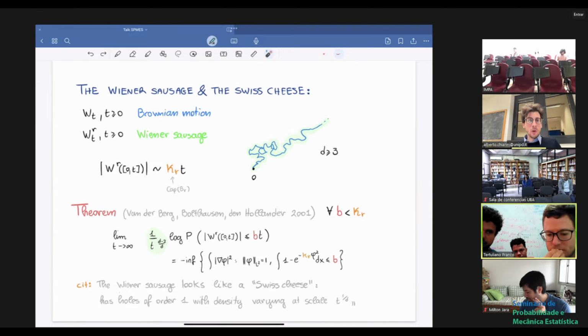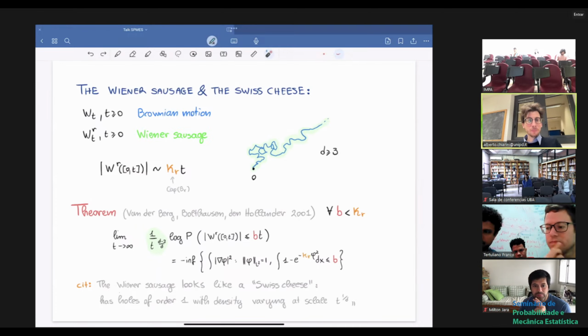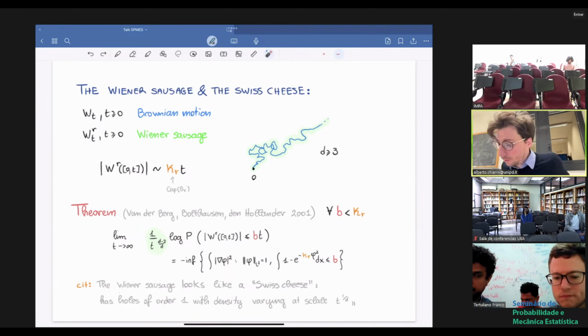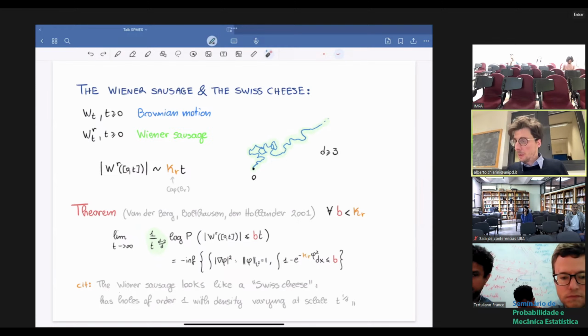Just for the audience, you look at the Brownian motion, and you look at the Wiener sausage. So you take a small ball around the trajectory of the Brownian motion, and you ask that the size of the trajectory enlarged by this ball covers is at most b times t, where b is smaller than the capacity of the ball. And then here you get something similar. This is a result from Van den Berg, Bolthausen, and then den Hollander, who didn't know about the random interlacements at the time. And they show this large deviation principle.